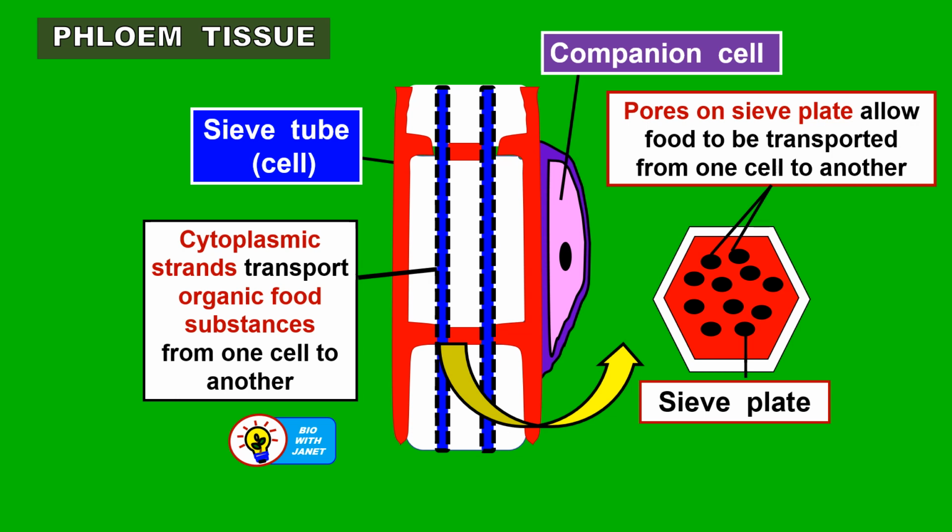Okay, and there's also another cell called the companion cell, which helps to provide energy for the transport of food in the sieve tube. This cell we'll discuss later on in another topic, probably in Form 5 topic. Okay, but companion cell is also one of the cells found in the phloem tissue.